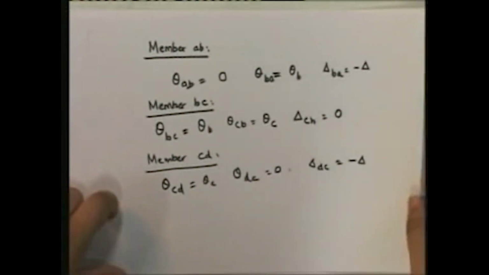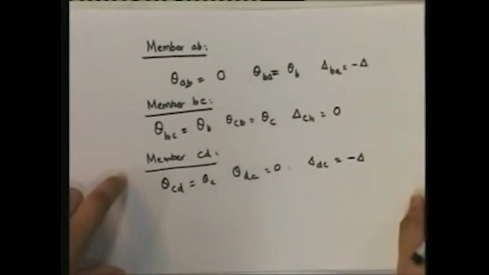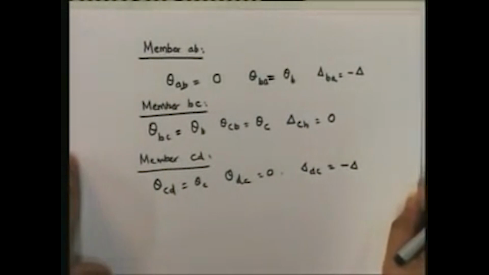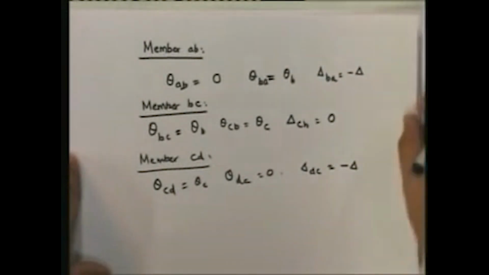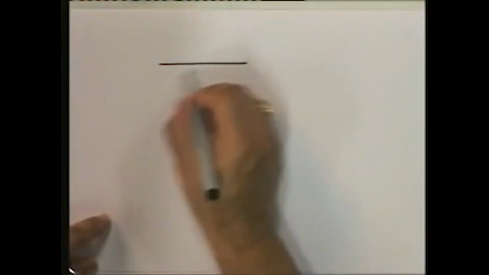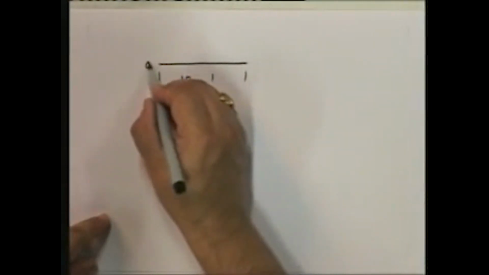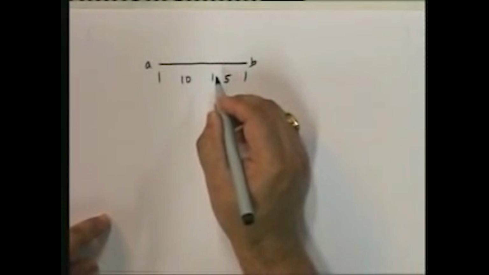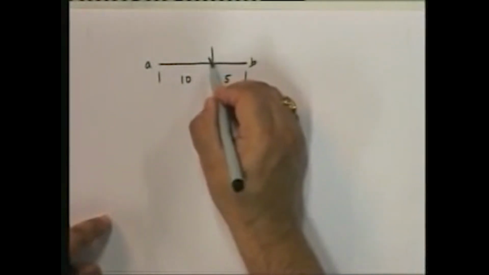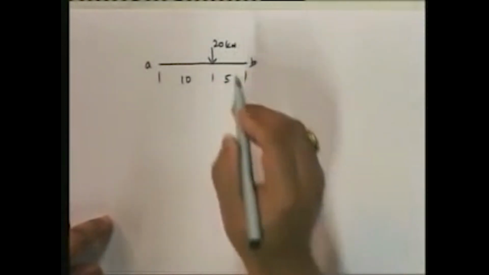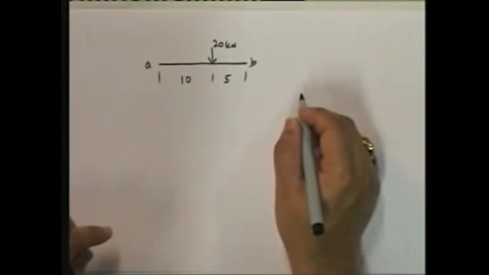Okay, so now we substitute these into the equations. But before we substitute that into the equations, we have to find out the fixed end moments in AB, BC, and CD due to the loads. Now remember, AB has a load. What is the load? AB is 10 meters, with 5 meters, and at this point we have a 20 kilonewton force.